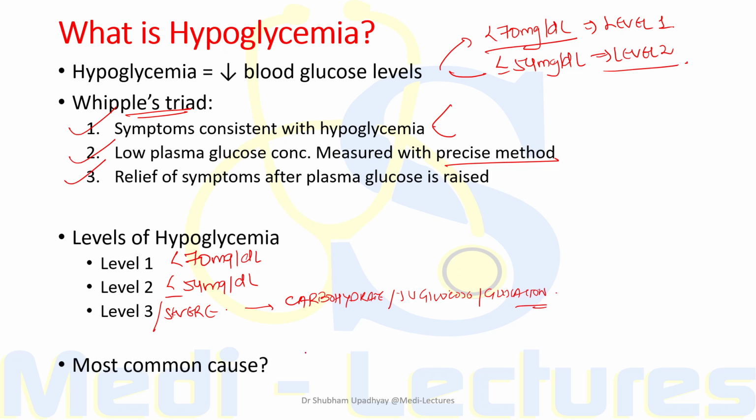Now what is the most common cause of hypoglycemia? Definitely it is the use of insulin or insulin secretagogues like sulfonylureas in patients of diabetes. So these are the most common cause of hypoglycemia.